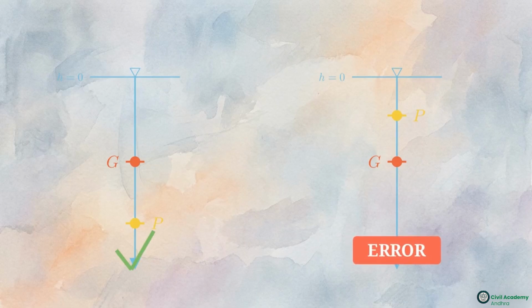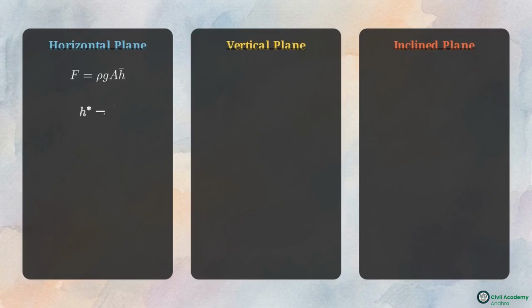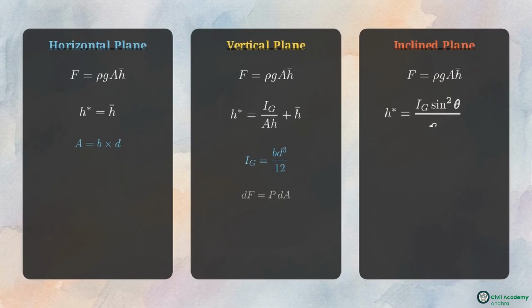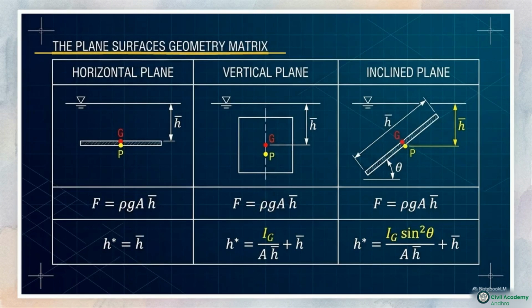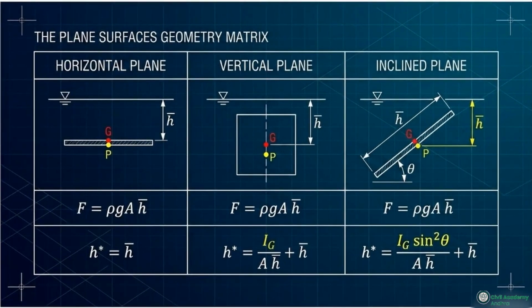occurred. Students often struggle by attempting to memorize separate formulas for horizontal, vertical, and inclined planes, which increases the likelihood of confusion during the exam. This plane surfaces geometry matrix shows the structural similarities across all three orientations. While the formulas look different, they are actually variations of the same mathematical model.